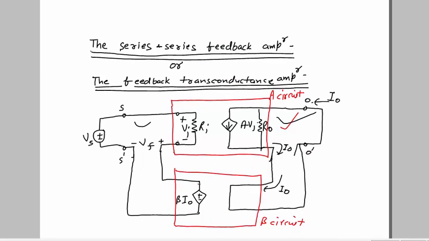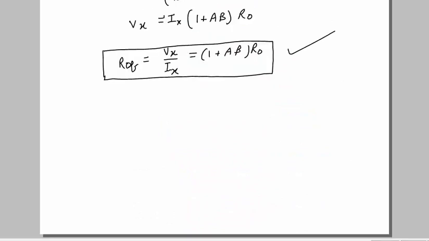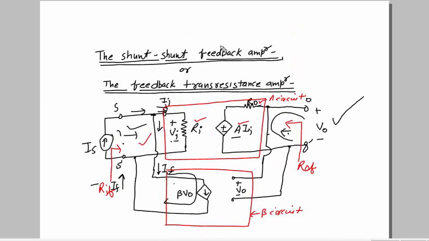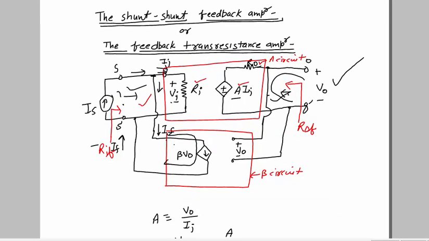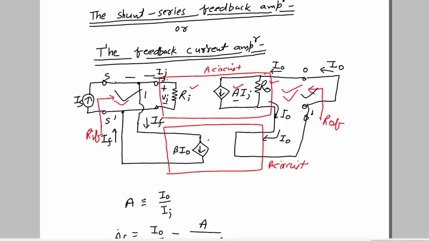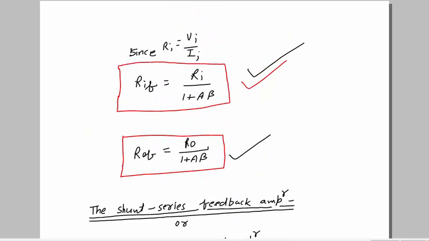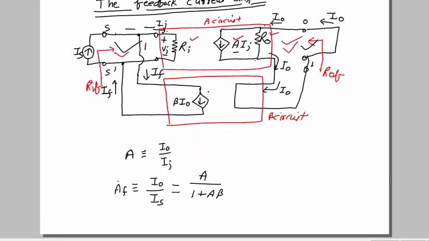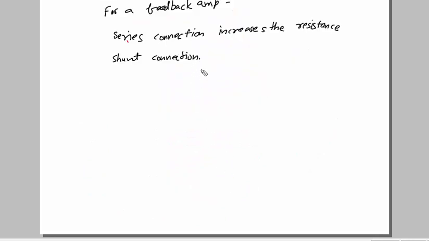Okay, then again we had shunt connection in the shunt amplifier here. So for this, what ROF we got? Decreased. Okay, it means for the summary we can write shunt connection decreases the resistance. Okay, now what is the conclusion?